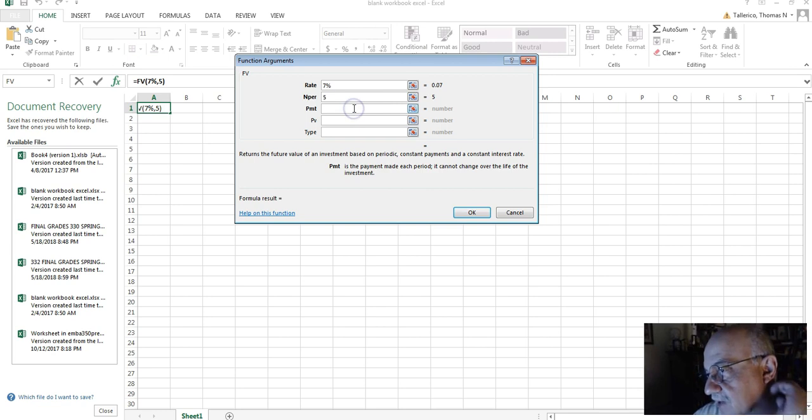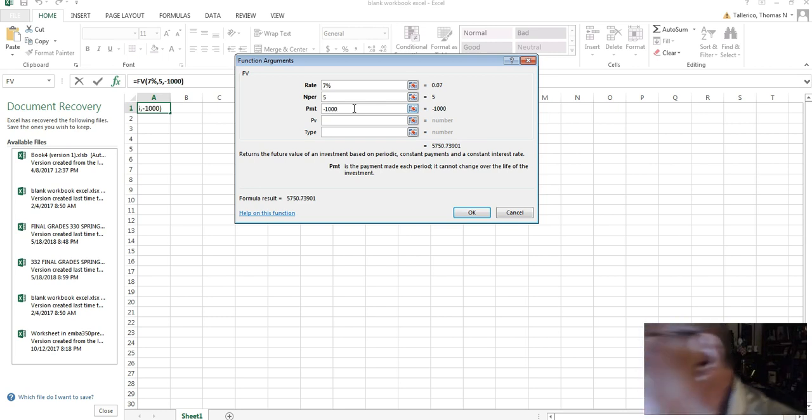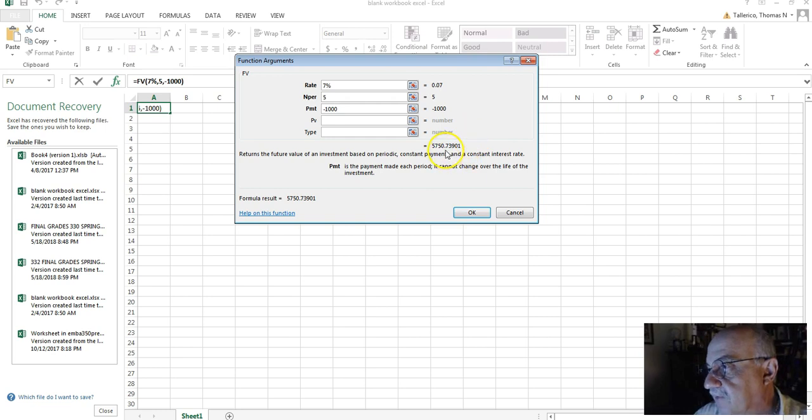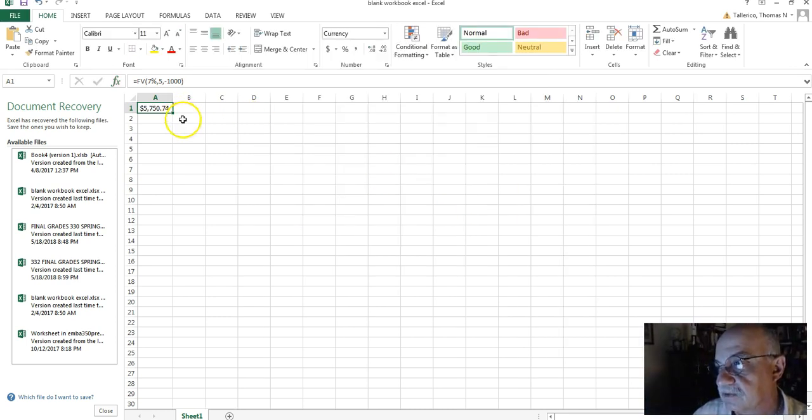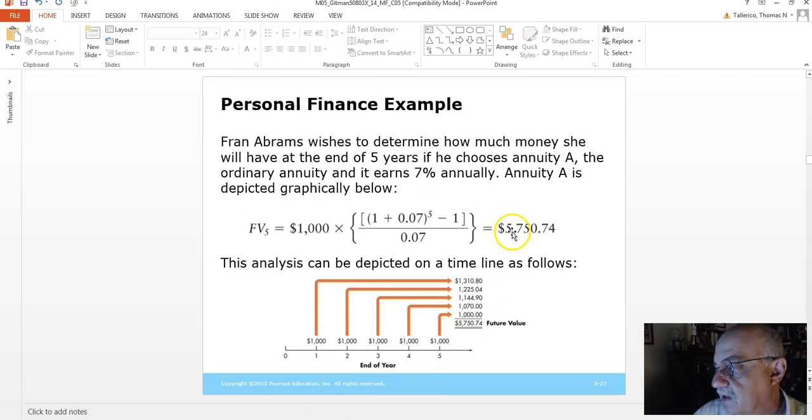And the payment was 1,000. Now the money's coming out of your pocket, right? So it's going to be minus 1,000. Everyone understand that? And if you look, here's the answer. It's that simple. See that? $5,750.74, I guess, right? And if I say OK, there it is. So that's all that took. So we got the correct answer using Excel.